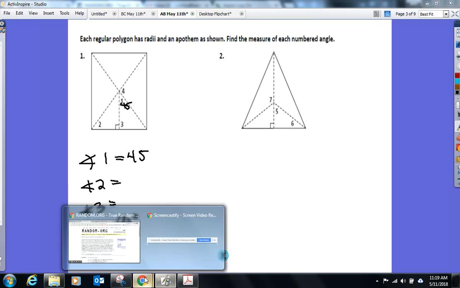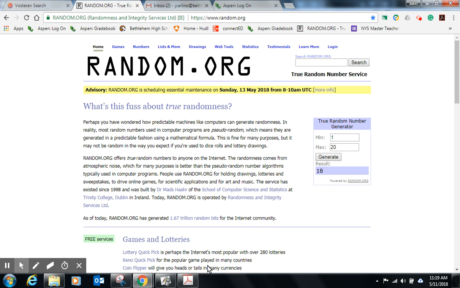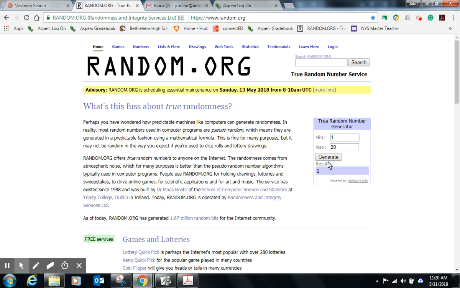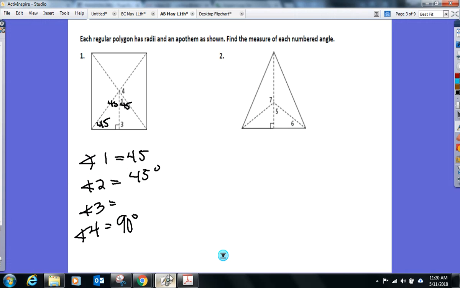So let's go to angle 2 now. It is also 45 because it's part of a 45-45-90. That's angle 2. And then finally finishing off, I didn't need to know any facts to find number 3. Why? It's next to a right angle. Got it. Everyone all right?